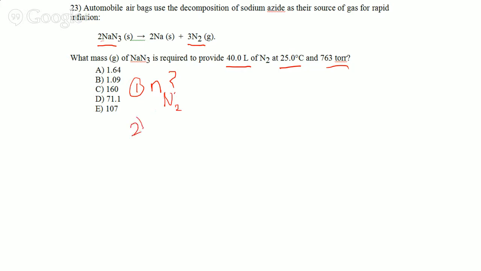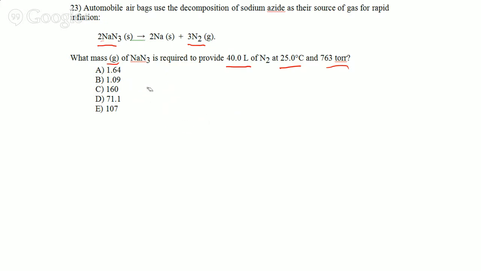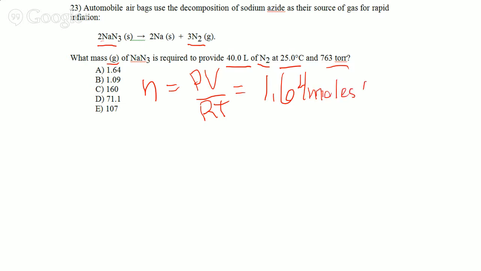From there, we can do some stoich to figure out moles of NaN3. It wants it in mass, so the next step is to go from moles to grams. I'm going to erase these because I need room to work. First step, we use the ideal gas equation. Moles equals PV over RT. That gives us moles of N2. I plug and chug, and I'm not bothering with that step because I've done it a million times for you already. So we get that many moles of N2.